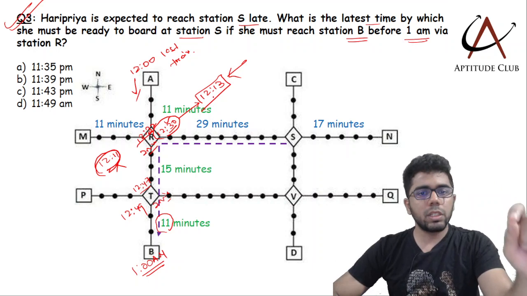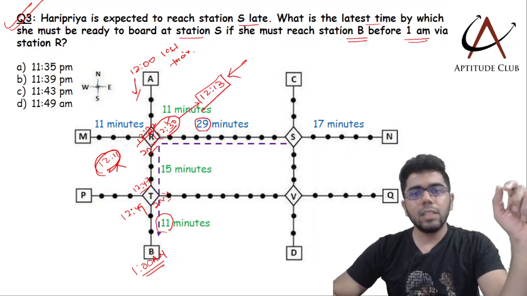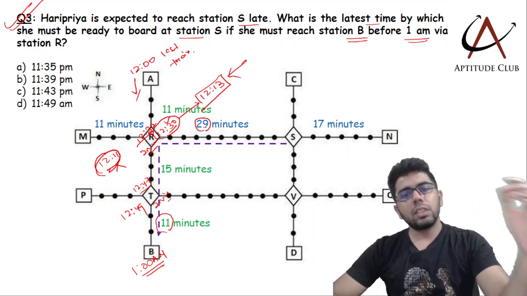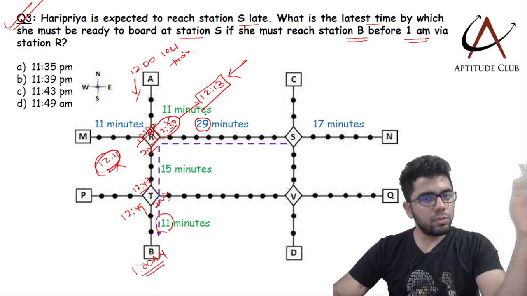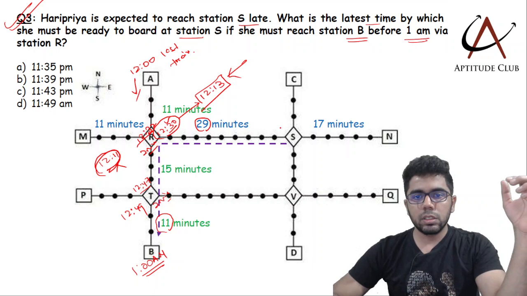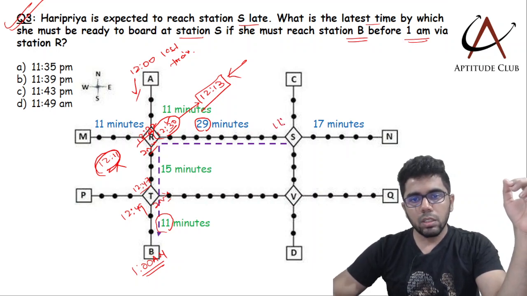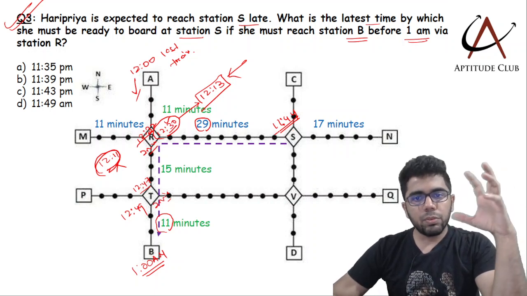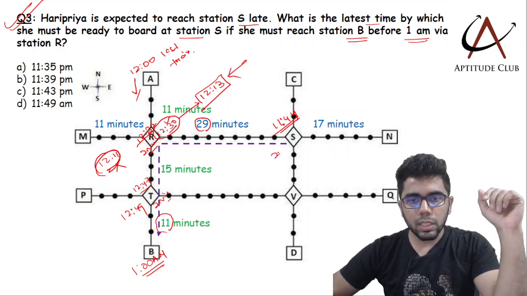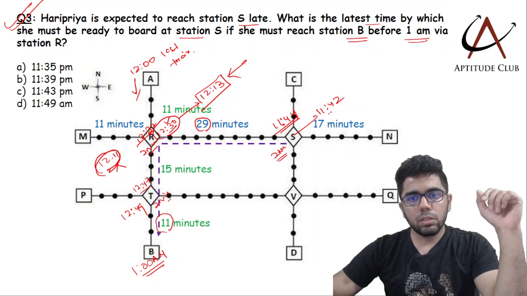If she has to reach here by 12:13, it will take 29 minutes. Now from 12:13, if I go back 29 minutes, 13 minutes takes it to 12 and another 16 minutes, so 11:44. At 11:44 she has to start from here. Starting at 11:44 means the junction waiting time here is like 2 minutes, so the train here will be at 11:42.